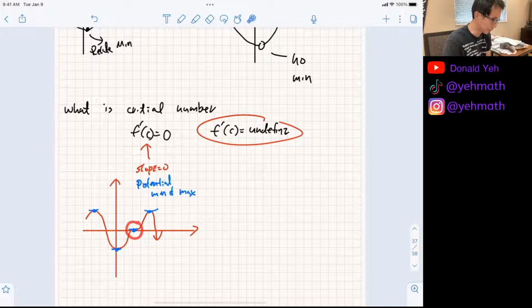Look at this point here. Is that a min or max? No, but the slope is equal to 0 as well. But it's not a min or max. It's called a stationary point, which is a point that just kind of pauses, and then goes up further again, right? So it's going up.